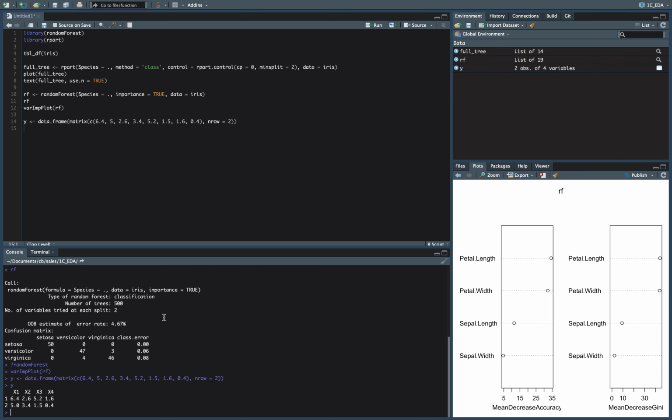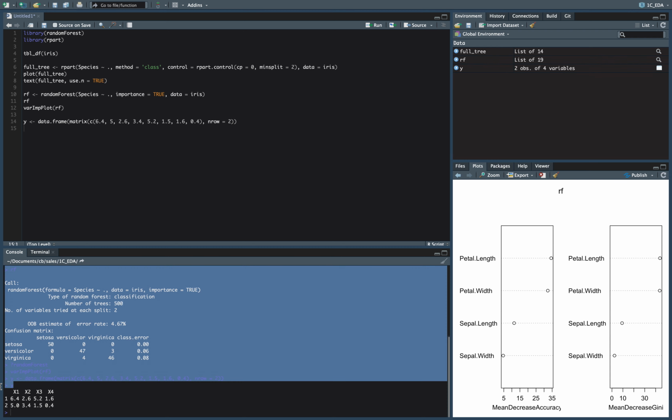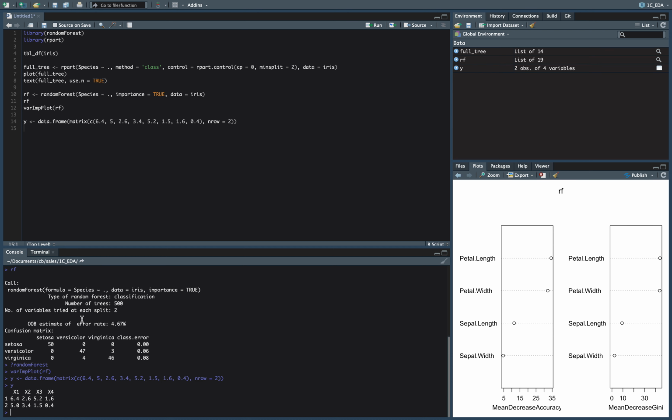Let's take a look at this down here. It kind of makes sense to me that you're trying to put rows in, but that's not how you type it into this matrix. R is a vectorized language, and so it goes up, down, and then there, and then there, and then there, right? So 6.4 and 5, 2.6 and 3.4, and then all the way over.